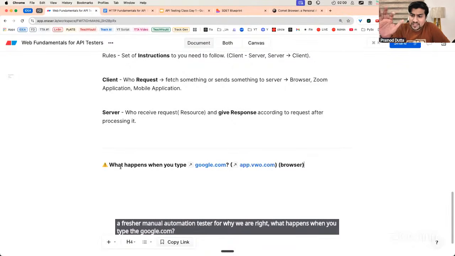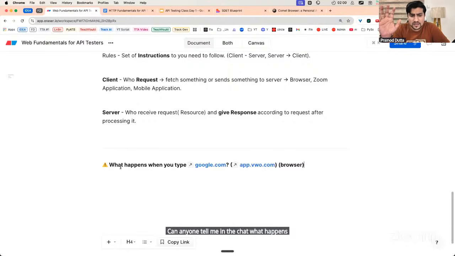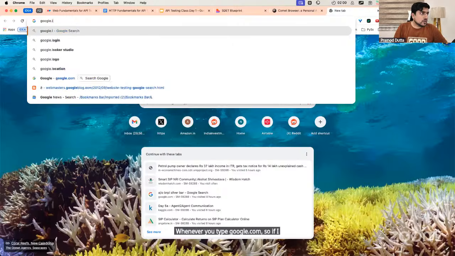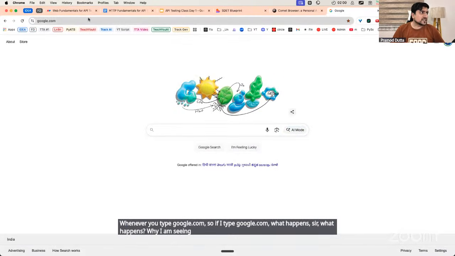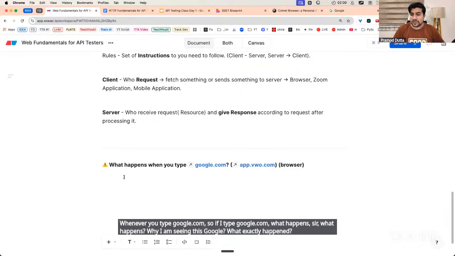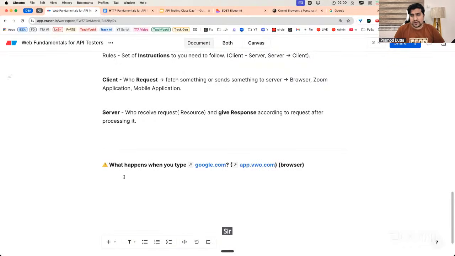Can anyone tell me in the chat what happens, in one or three lines? Whenever you type google.com, if I type google.com, what happens, sir? Why am I seeing this Google? What exactly happens? Which request have we made? Sir, it's a search engine. So am I saying we will search?